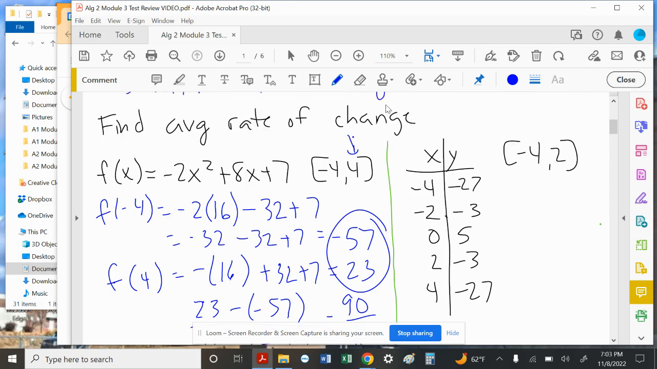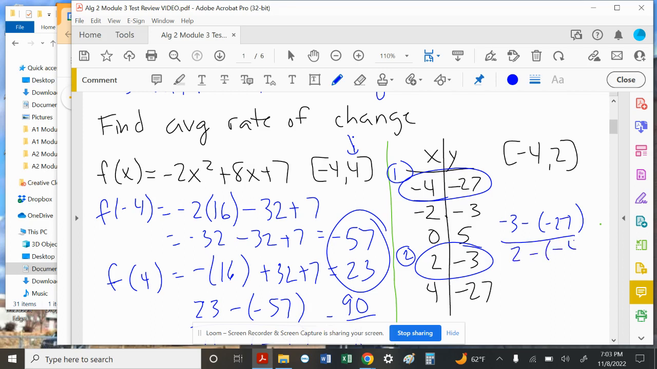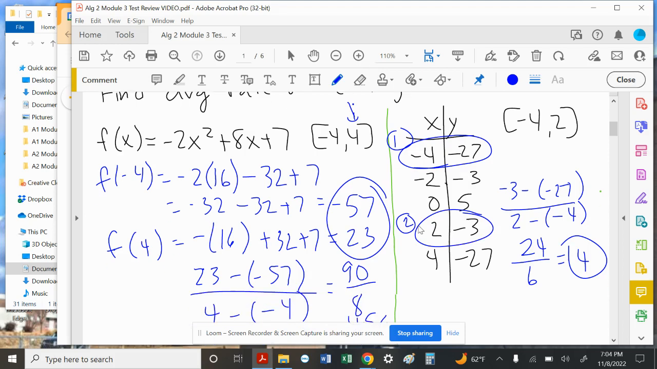Okay, that would be my first one. On my second one, all I have to do is look at the 2 points. There's 1 point. There's my other point. I have to pick a point 2. So I'm going to pick this one as point 2. This one is point 1. And so in this particular case, I have negative 3 minus a negative 27 all over 2 minus a negative 4. So that'd be negative 3, in this case, plus 27. So that would be positive 24. 2 plus 4 is 6. And so that rate of change would be 4. Okay, and that's what we have for looking at the rate of changes.